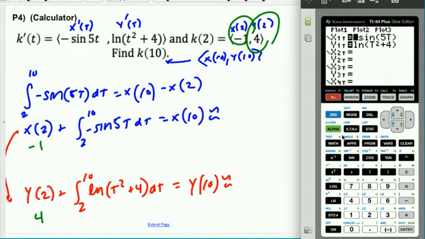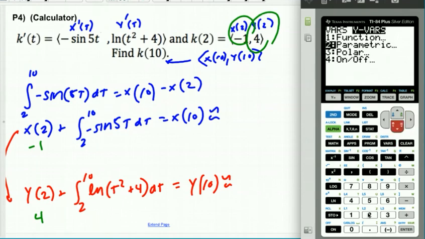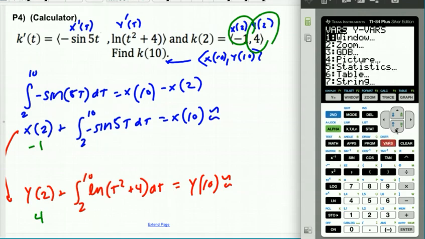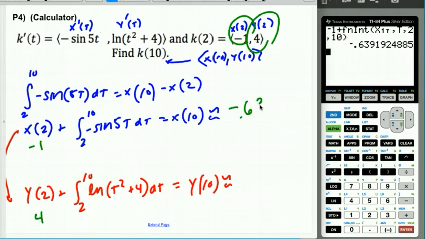Not the calculator notation. So I already put those both in my calculator, so I'm going to go ahead and quit out, right? So I'm going to go to math. Actually, before we math 9, I'm going to type in the negative 1 plus math 9, right? Function integrate. I want to go over to vars, y vars, pick parametric, and x1t, comma, with respect to t from 2 to 10, right? So 2 to 10, and I close that and hit enter, and I get this is approximately a negative 0.639, right?